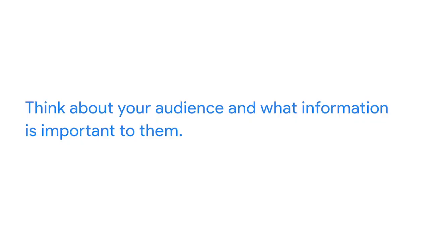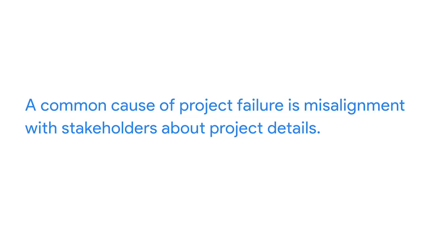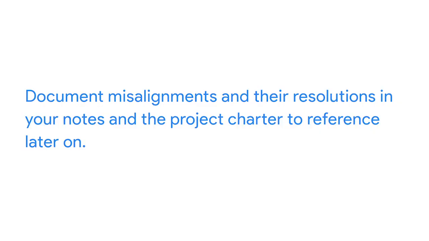Awesome. Let's review some of the main ideas we've discussed. Anytime you communicate the details of a project, you need to think about your audience and what information is important to them. In the case of a project charter, your audience is made up of your stakeholders. A common cause of project failure is misalignment among stakeholders about the project details. It's important to take the time during the initiation phase to create a project charter that clearly lays out the key details of a project and to align with your stakeholders before the work begins. And finally, document any misalignments and their resolutions in your notes and the project charter to reference later on.